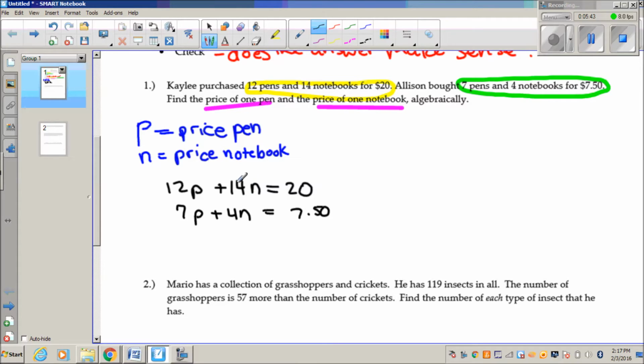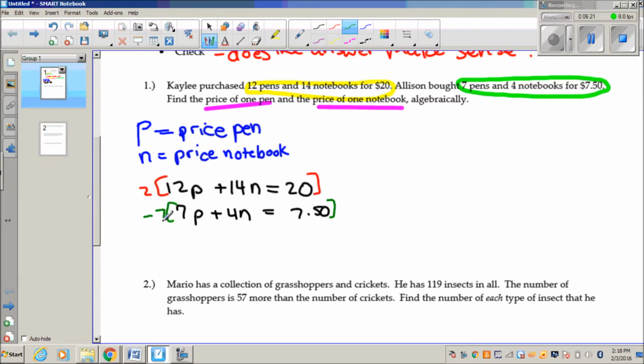When I look at 14 and 4, I know that 14 times 2 is 28. And I know 4 times 7 is 28. So I'm going to find that multiple, 28, they have the same common multiple. So I'm going to multiply this top equation by 2 to get this to be 28. And I'm going to multiply the bottom equation by -7.